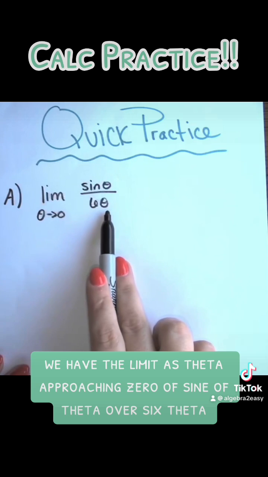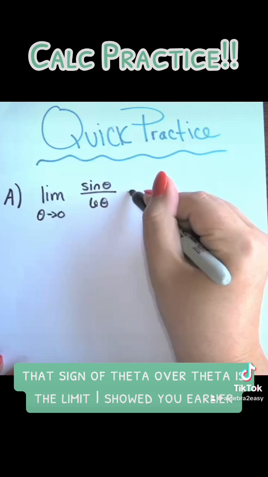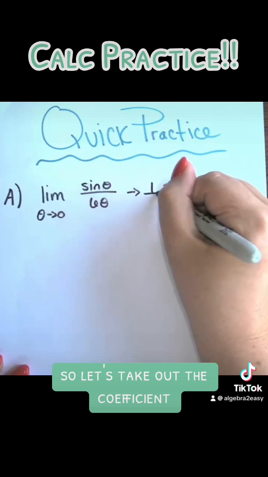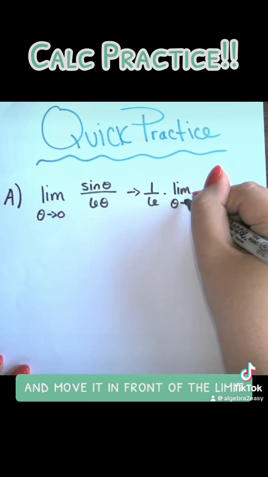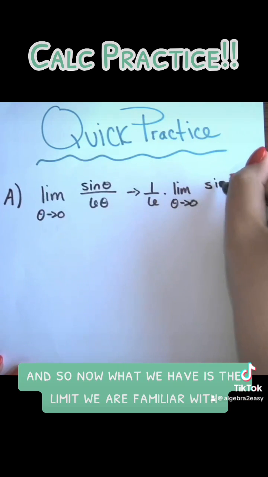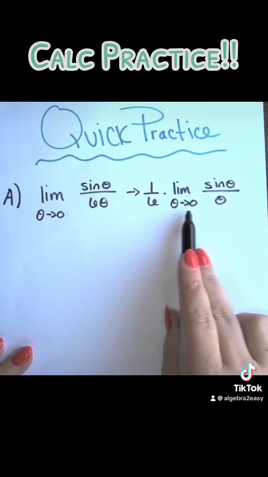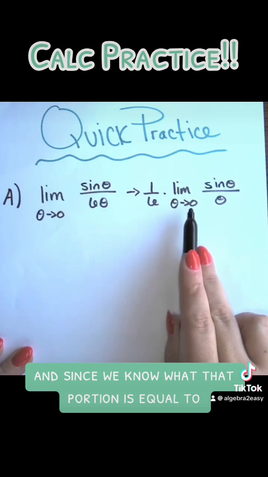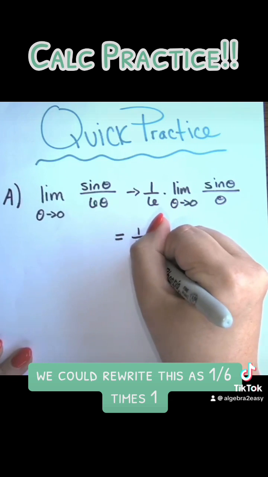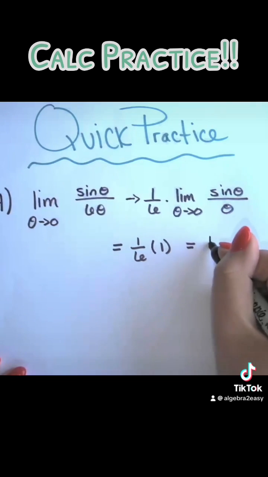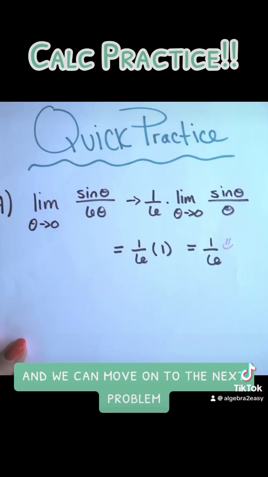We have the limit as theta is approaching 0 of sine of theta over 6 theta. That sine of theta over theta is the limit I showed you earlier. So let's take out the coefficient, the 1/6, and move it in front of the limit. And so now what we have is the limit we are familiar with, the sine of theta over theta. And since we know what that portion is equal to, we could rewrite this as 1/6 times 1, or simply 1/6. And that's all there is to it. And we can move on to the next problem.